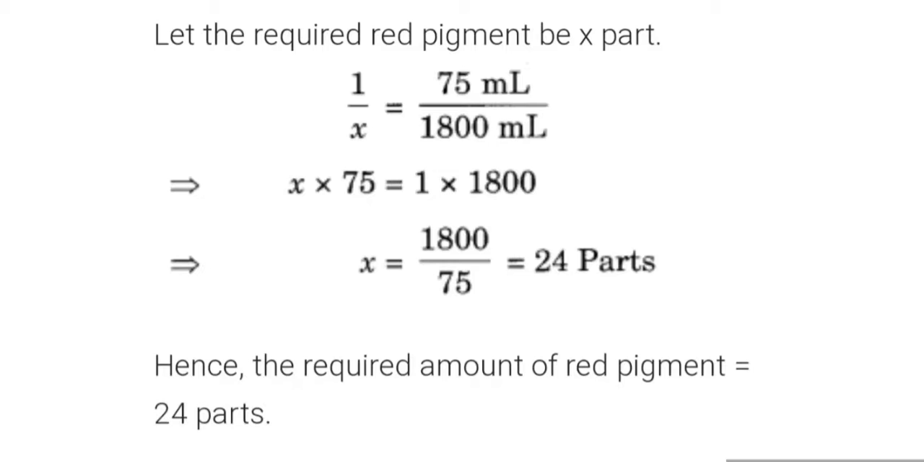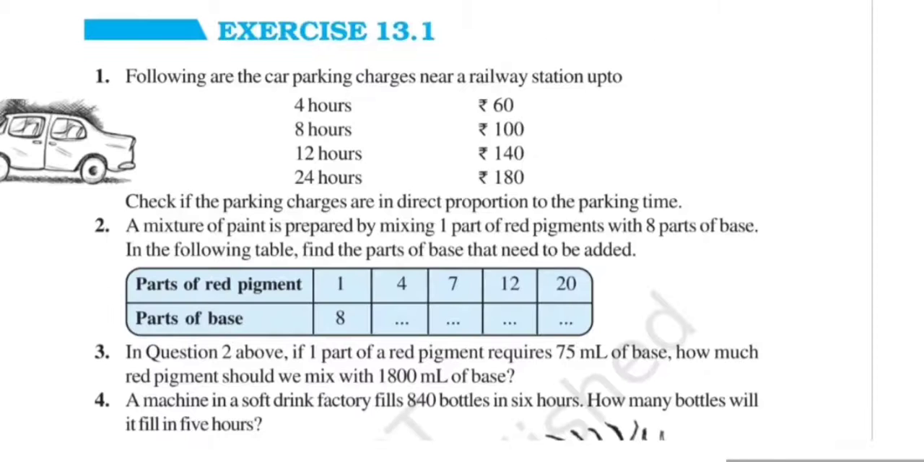Now cross multiply. So 1 into 1800 is equal to 75 into X. Now find the value of X. So X is equal to 1800 upon 75. So X value is 24 parts. Means the required amount of red pigment is equal to 24 parts. Now see question number 4.